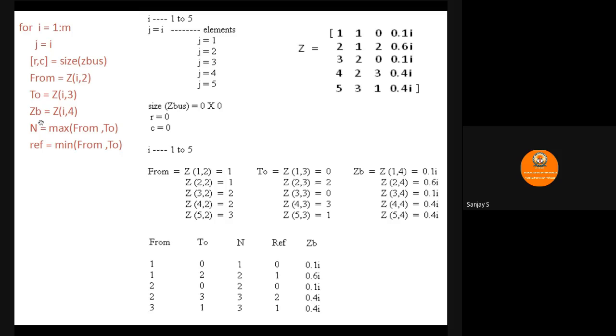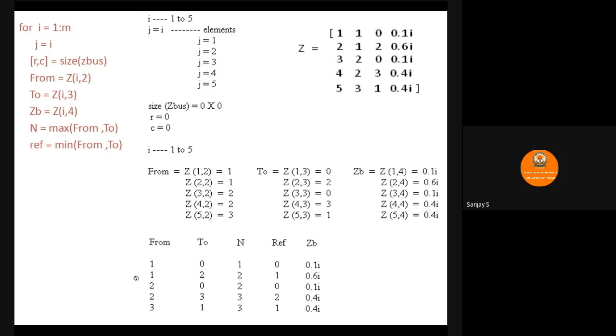Now you can see the comparison: how to find the capital N and reference value. So here I have rewritten from matrix, to matrix and ZB matrix. So substitution is shown here. So here you can see from, to and then N, reference and ZB. Now we'll see how to get N and reference. So to get N and reference, you'll have to compare the elements of from and to. So let us go to the first line here. See, from is 1, to is 0. So here maximum among them is 1, minimum is 0. So capital N will be 1, reference will be 0.